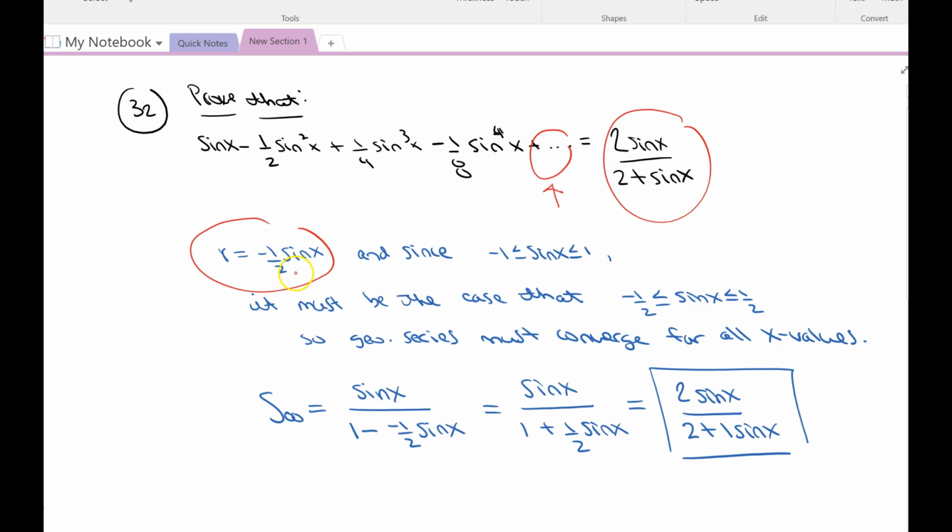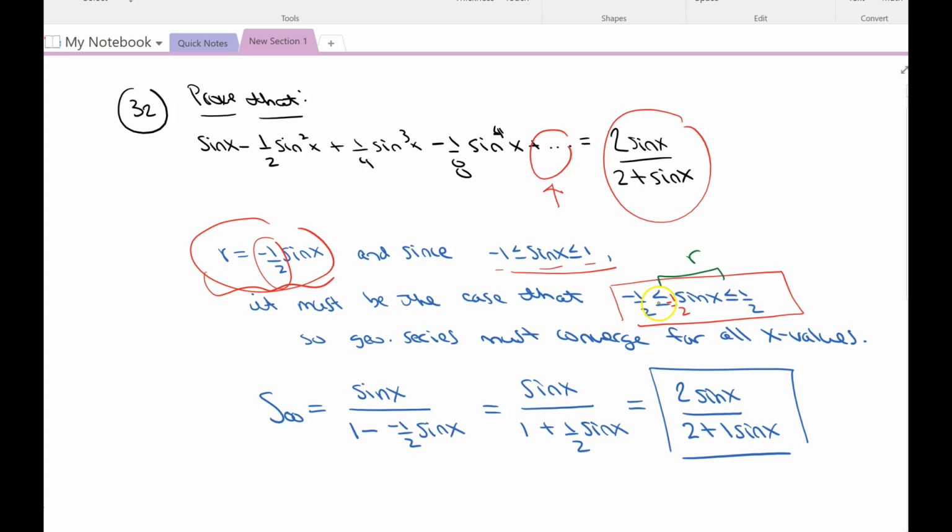Well, let's see. Since we know sine x exists between -1 and 1, it must be the case that if I multiply all three parts here by -1/2, because that's what r is after all, then this inequality becomes this one. Sine x is then, whoops, I lost my -1/2 here. -1/2 sine x, which is r, right?